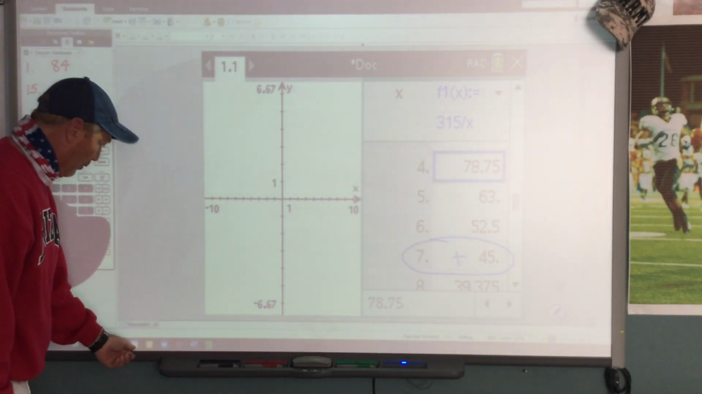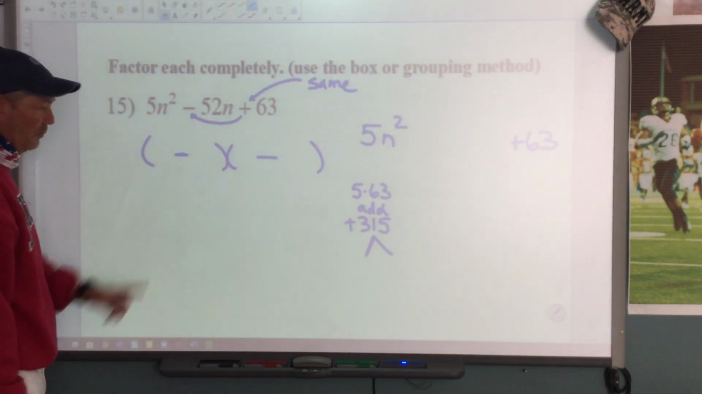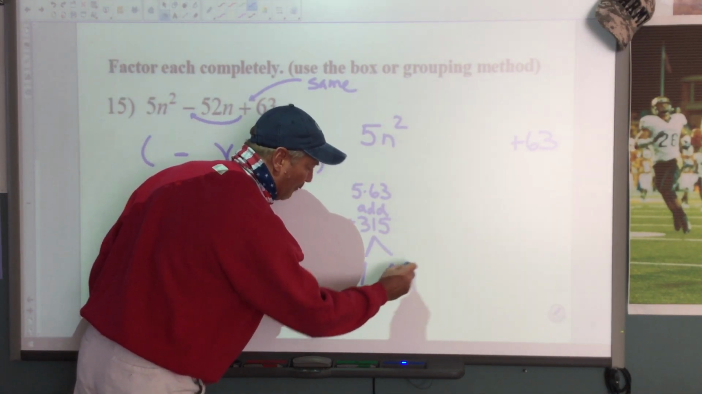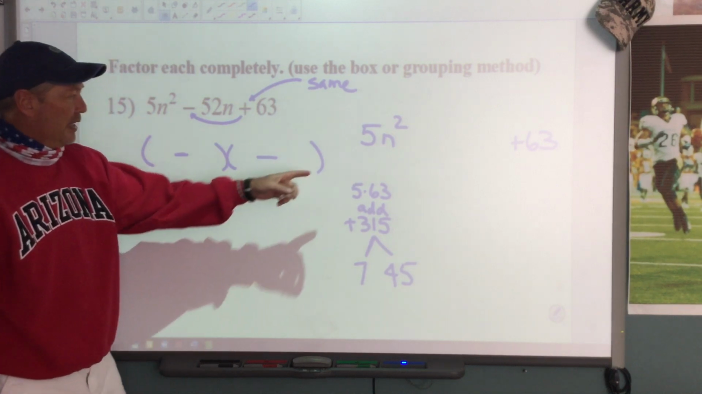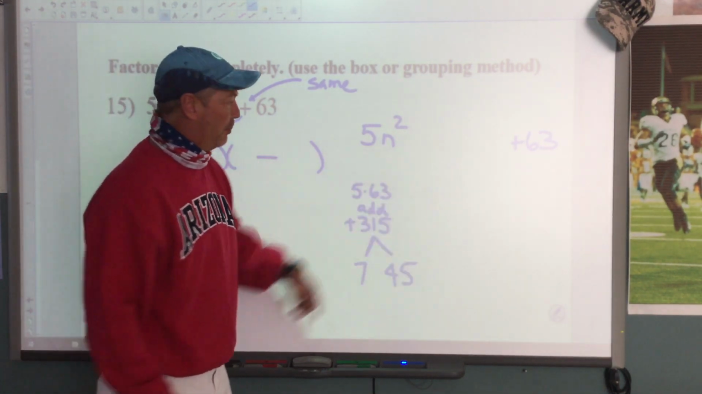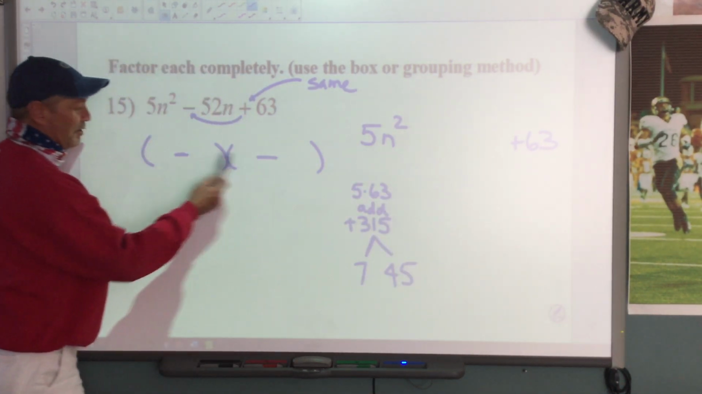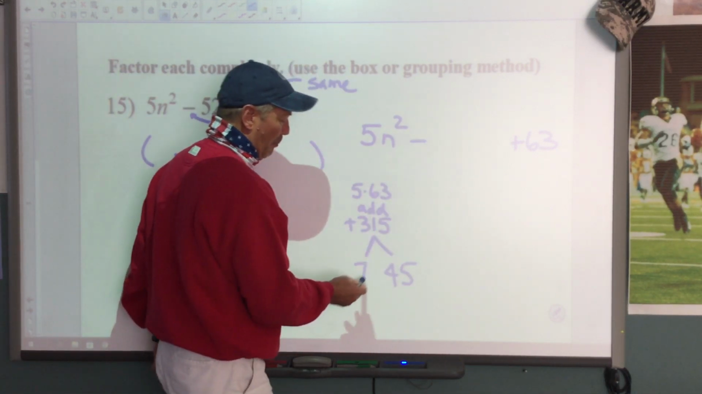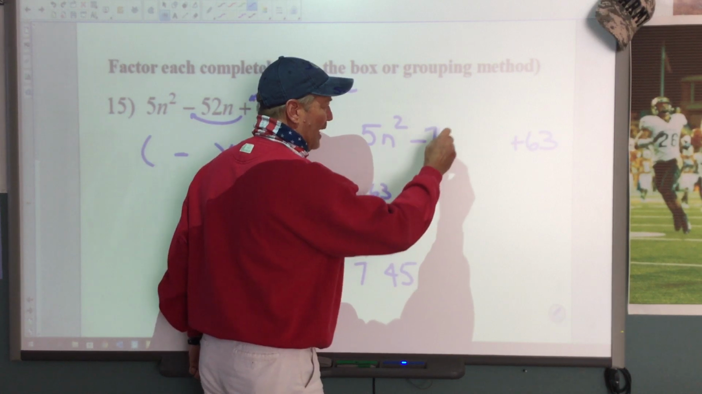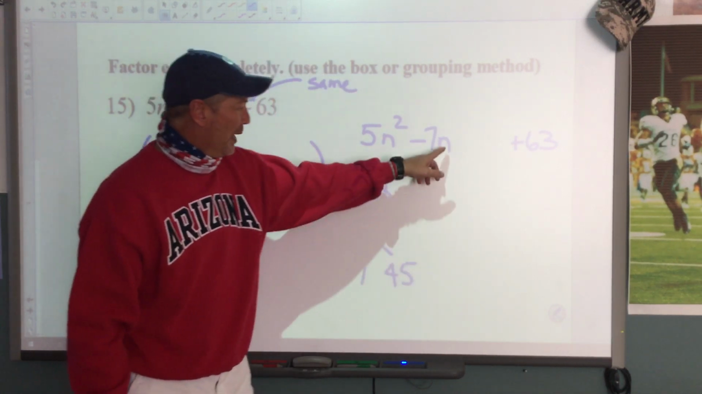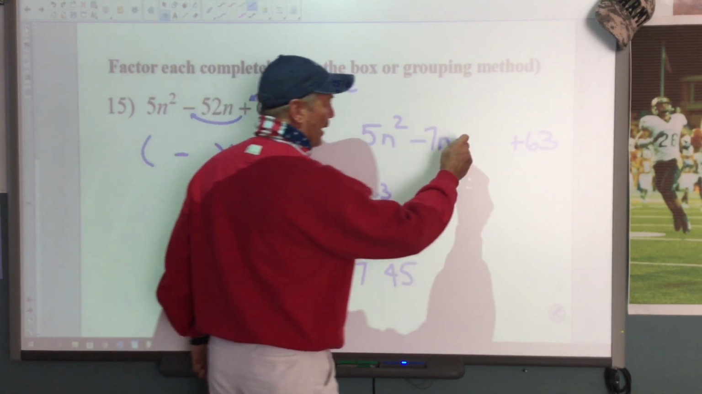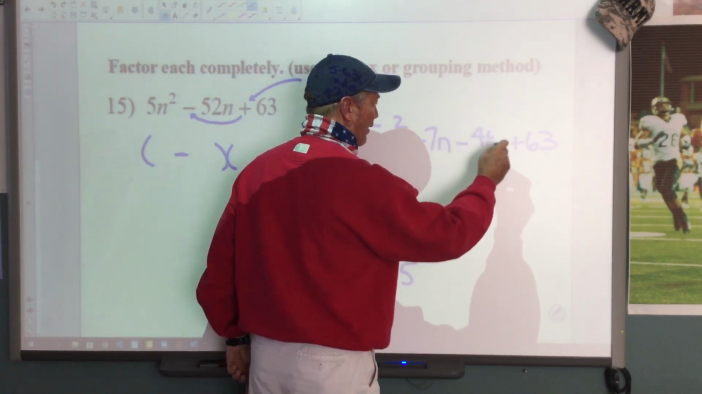So we go back to our work. The numbers we're going to use are 7 and 45. We'll put this in our space right here. Remember we said our signs are going to be both minus. Minus 7n, we have to use that variable, and minus 45n.